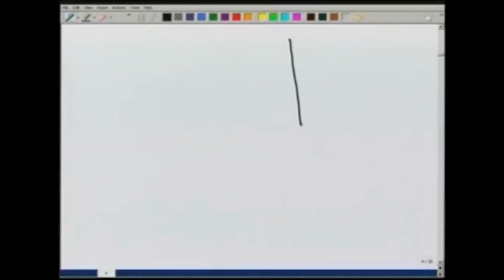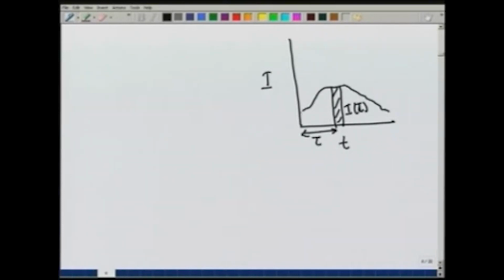Let us take a small ERH element. Let us say this is the ERH, showing the time versus intensity of the rainfall. Now, this we can write as I tau, where tau is the time from the starting of the rainfall. So, at any time tau, the intensity of rainfall is given by I tau.